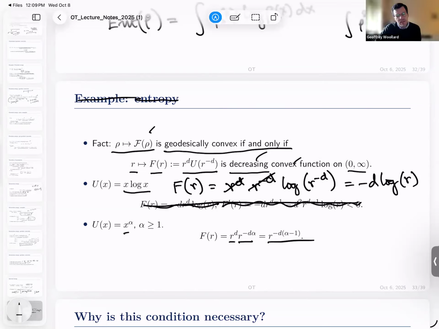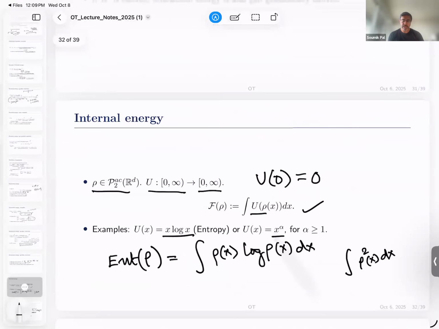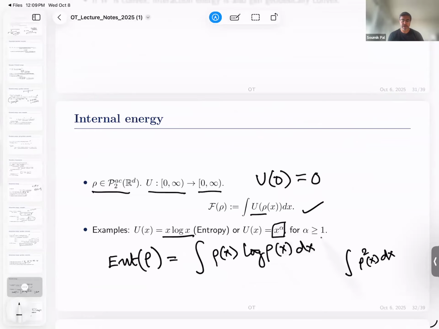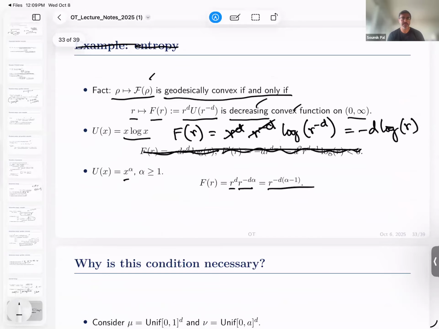How does this d connect with the dimension of the problem? By definition, d is the dimension. For example, I've written x to the power alpha for alpha greater than or equal to 1. You can ask the question, what about x to the power alpha for alpha less than 1? Is the corresponding function going to be convex? Well, it will be for certain dimensions, but not for other dimensions. And you can do this easy calculation and see for what dimensions this is true. Oh, interesting. Thank you.